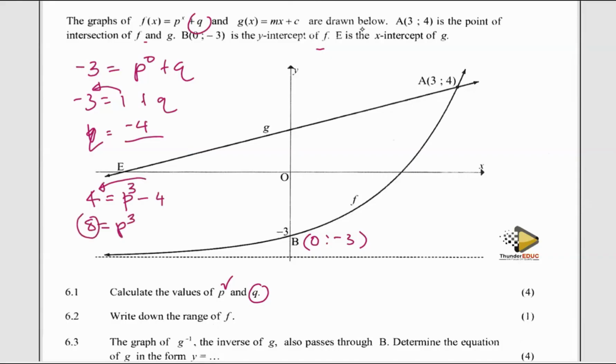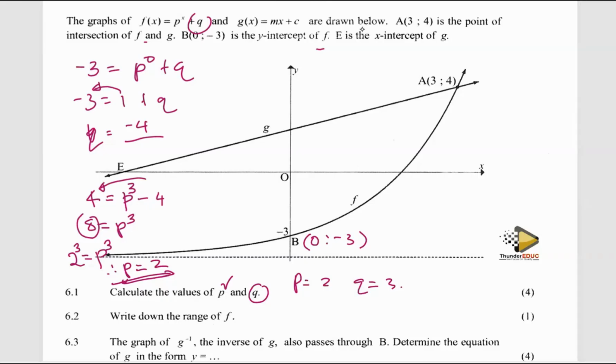Let's express 8 with an exponent of 3, which is going to be 2 cubed is equal to P cubed, meaning that our P is going to be 2. All right, so P is 2, and then Q is basically -4, not a 3. It's a -4. Then they want the range of F.